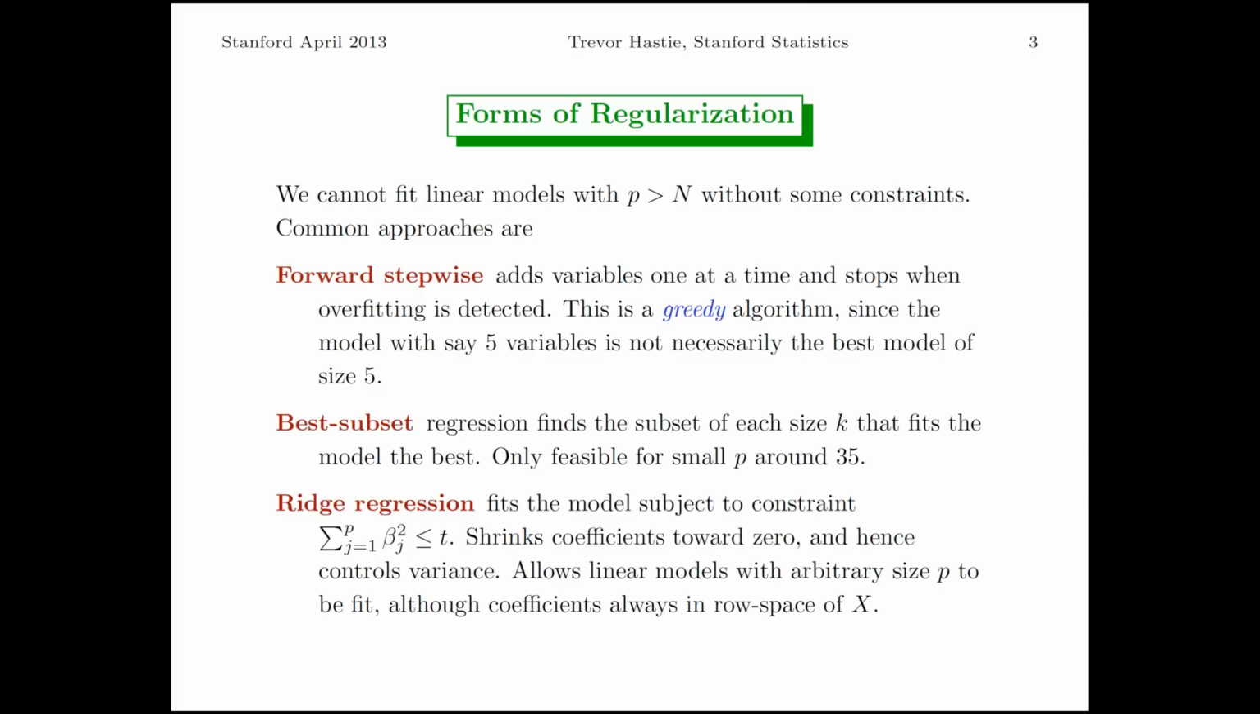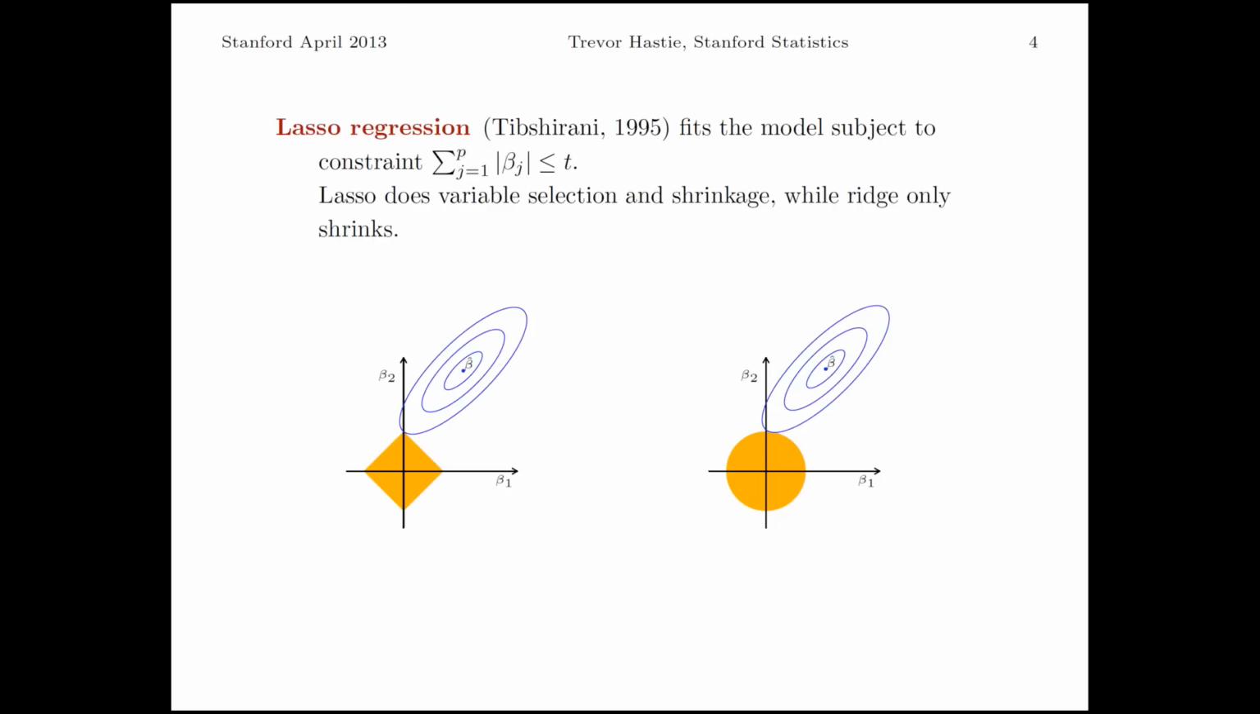Now, the thing with ridge regression is that although it does control the variance of the coefficients, all the coefficients are in the model. All the variables are in the model. So it doesn't do subset regression. It doesn't leave out subsets. So this brings us to the lasso, which was introduced by Rob Tibshirani in 1995. It looks very similar to ridge regression. It uses an L1 norm on the coefficients and bounds the L1 norm. And the magic of the lasso is that it does selection and shrinkage, while ridge only shrinks.